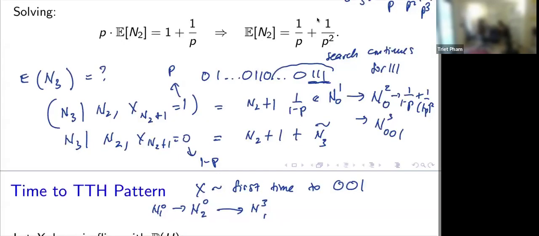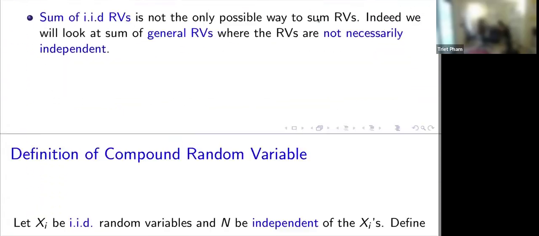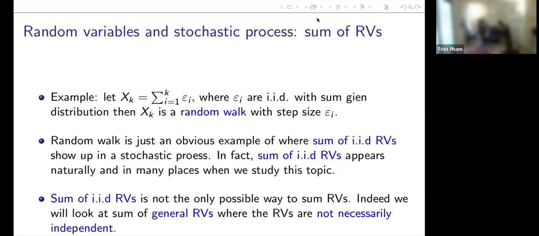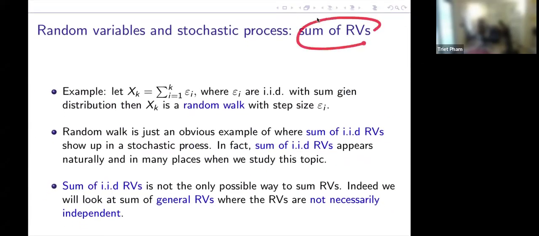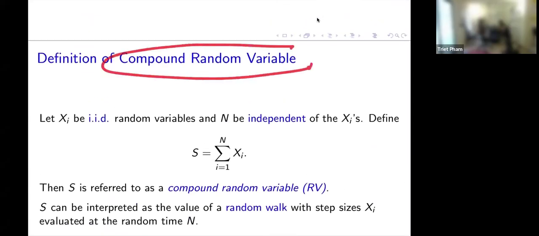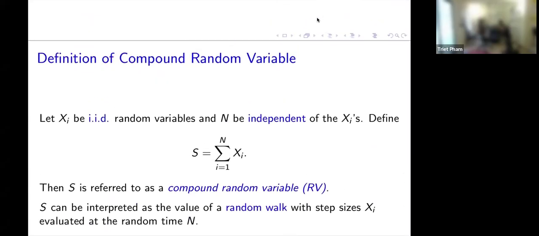So let us talk about the last materials here. This slide just repeats the importance of sums of random variables. I guess I just started with the beginning where I said time is not about sum, but what we're looking at now is a compound random variable. This is a very important idea that happens in the Poisson process as well.